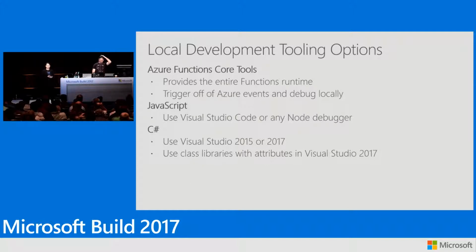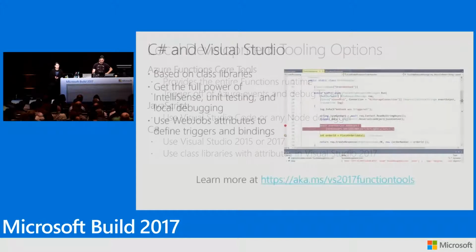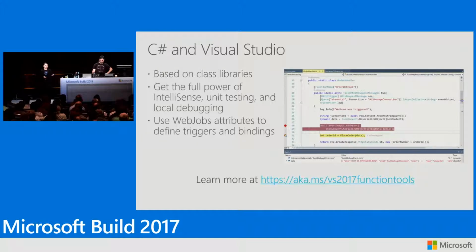And we can have a look at what that can do when we're doing local development. So first of all, our new project structure is based on class libraries. You have the great power of IntelliSense and unit testing and everything that you're used to with Visual Studio. And we're introducing WebJobs attributes so that it's easier to convert from annotations to metadata that is required for our platform.